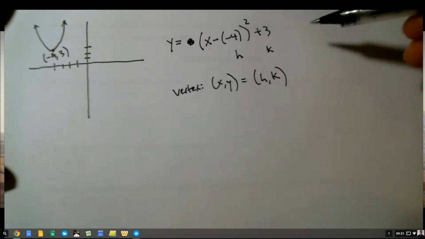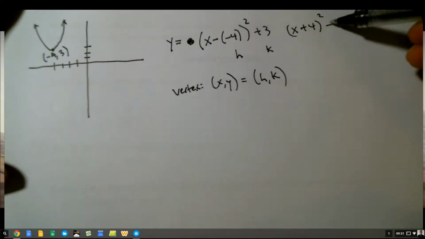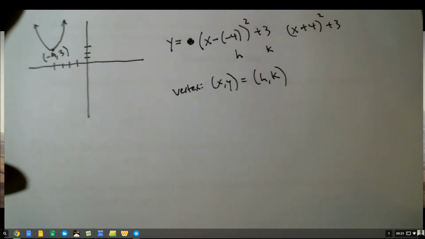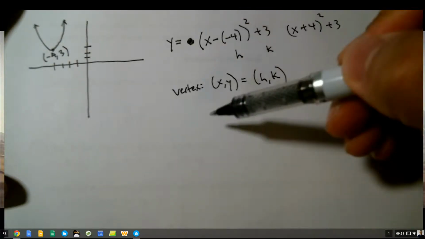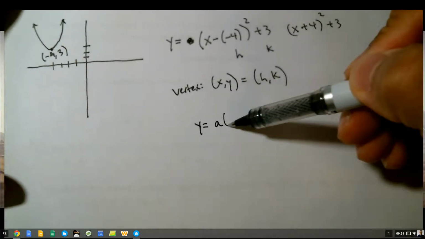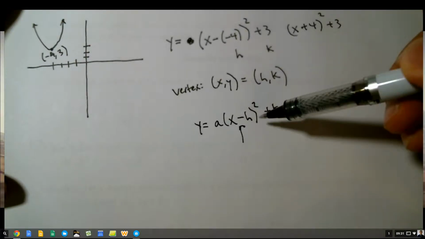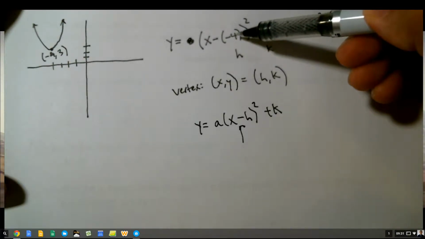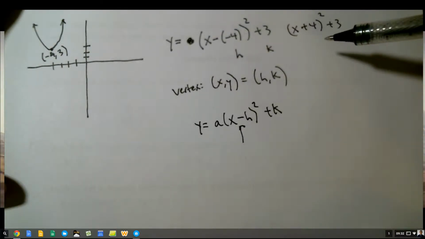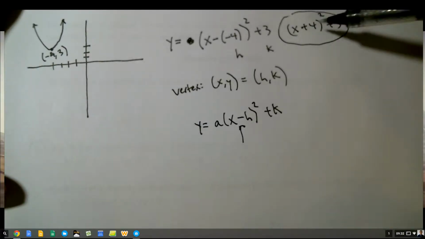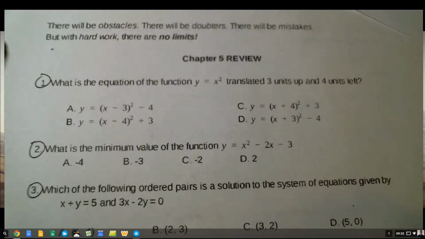So what would this be? This will simply be x plus 4 squared plus 3. Because remember, the original equation has a negative sign already. Remember, the generic equation is y is equal to x minus h squared plus k. So it's already a negative sign. So the h value will be negative 4. Therefore, it's x minus negative 4. So our answer will be x plus 4 squared plus 3. And if we look at that, that is C.